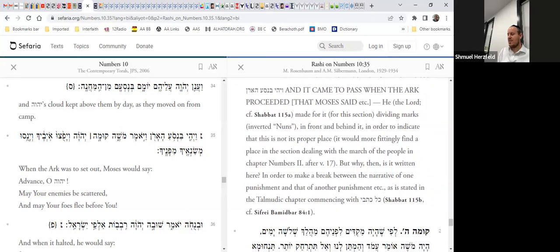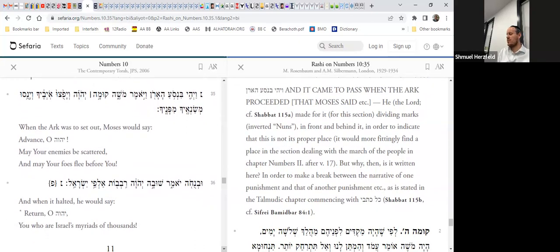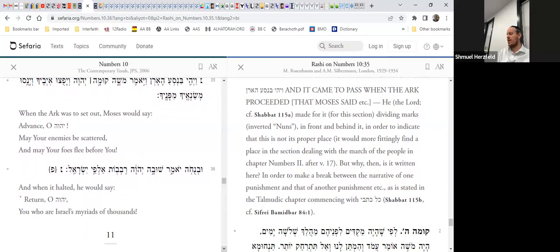Okay. Next pasuk. So you see the 2 nuns. There's the backwards nun in front and behind. "Vahi binsoa ha'aron vayomer Moshe kuma Hashem veyafutzu oyvecha veyanusu mesanecha mipanecha." When the ark would travel, Moshe said, "Arise, Hashem, scatter your enemies, and let your enemies run away from before you."